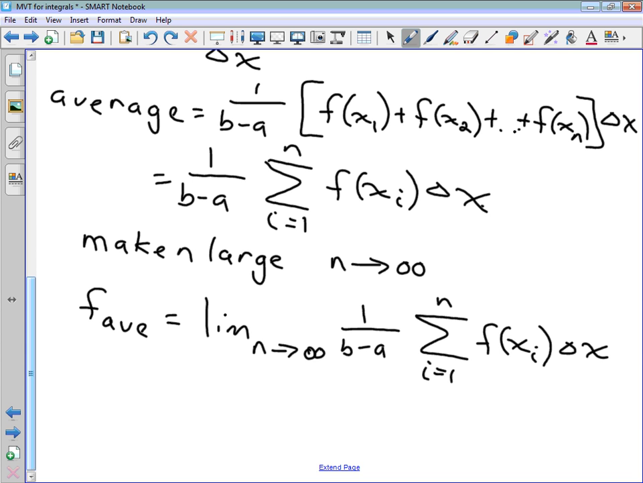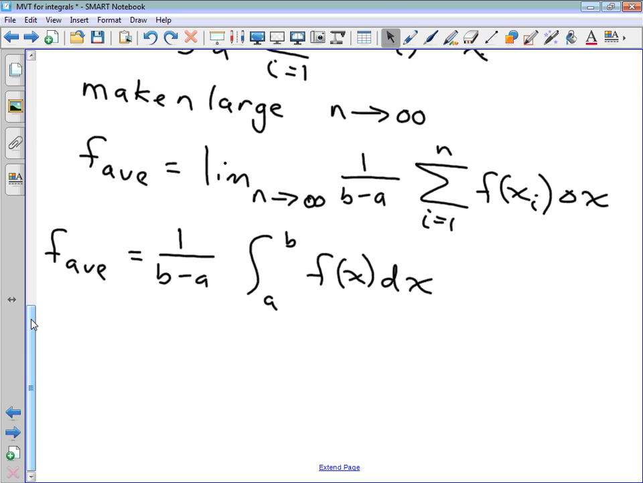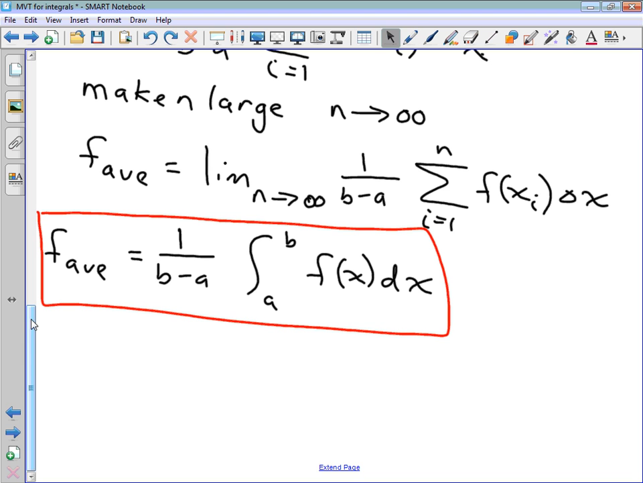This should look really, really familiar. If I take out this 1 over b minus a, what do we have? We have this expression from the fundamental theorem of calculus, so we can replace this limit and this sum with the integral from a to b of f at x dx. So this is our expression for the average value of some function over some interval from a to b. The average is going to be 1 over the difference between a and b times the integral from a to b of our function.